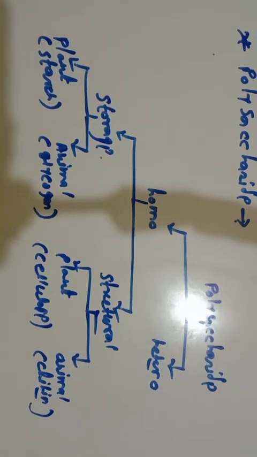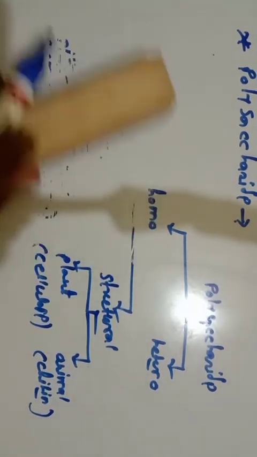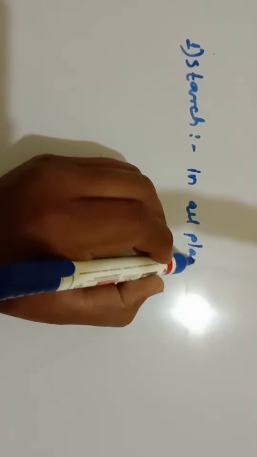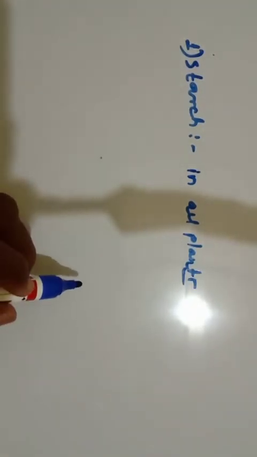So let us discuss the first one, that is storage polysaccharides. We are very much interested in the storage polysaccharide which is obtained from plants, that is starch. Starch is found in all plants.